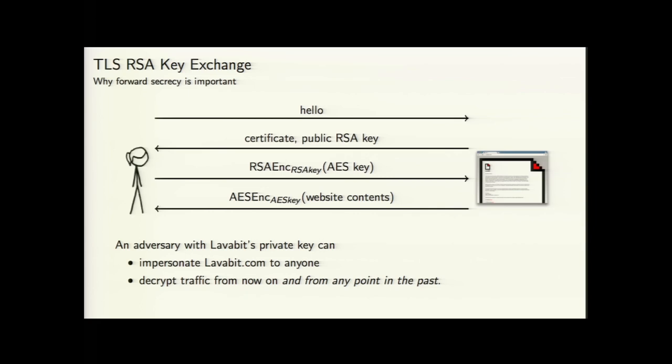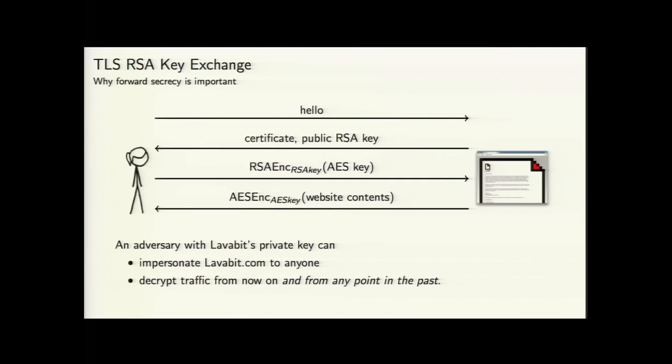Then Alice uses that RSA key to encrypt some symmetric keying information and sends it to the server. The server responds by initiating an encrypted session using the symmetric keying information that Alice sent over. And from then on, all their communication is done using this keying information.